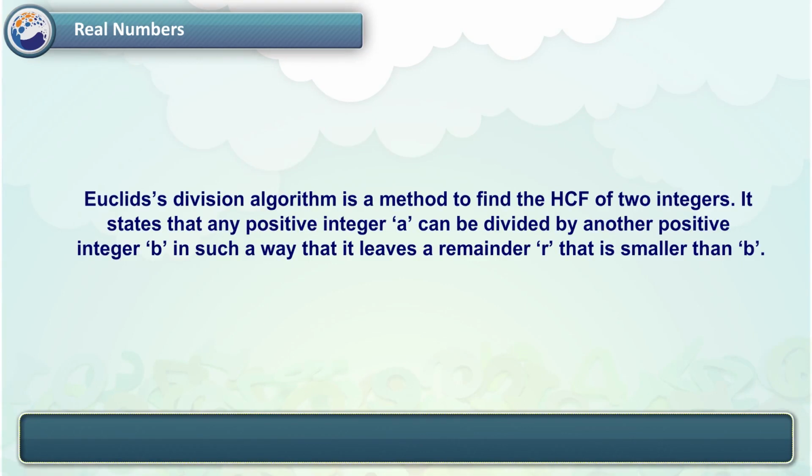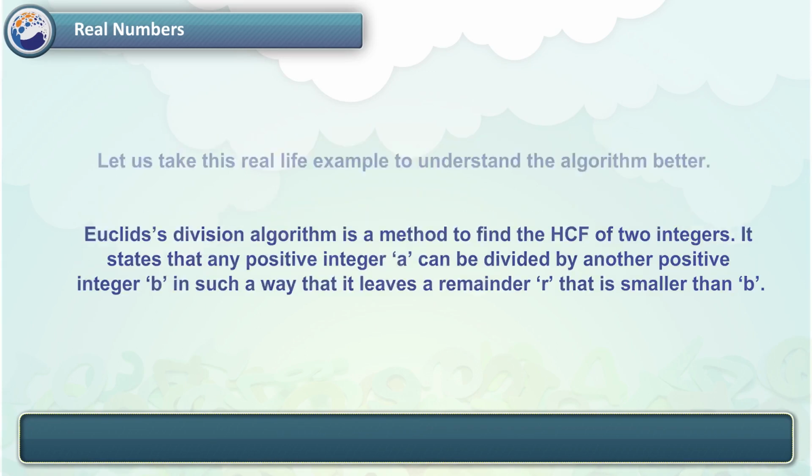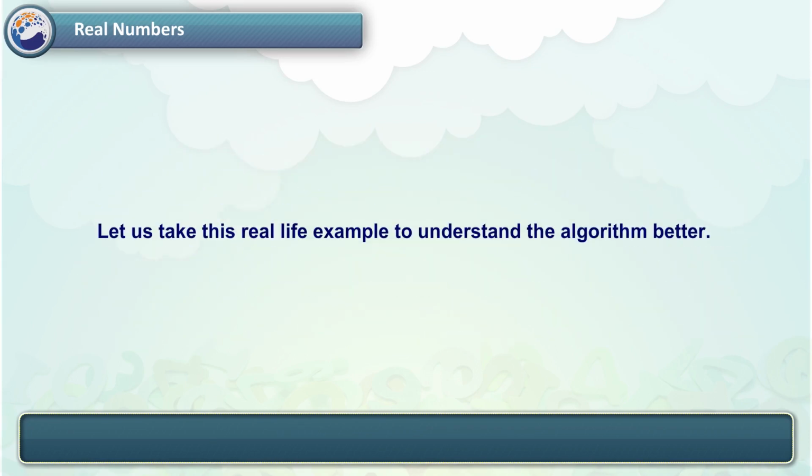Euclid's division algorithm is a method to find the HCF of two integers. It states that any positive integer a can be divided by another positive integer b in such a way that it leaves a remainder r that is smaller than b. Let us take this real-life example to understand the algorithm better.